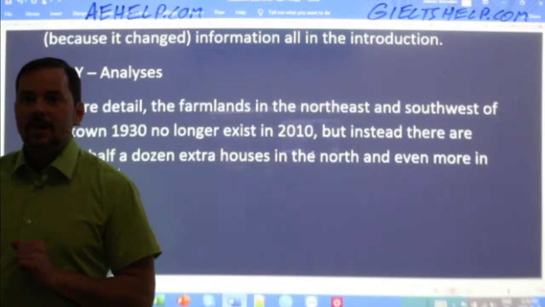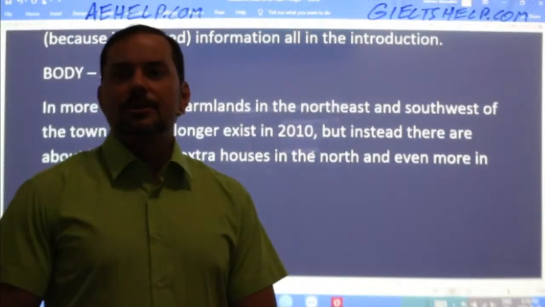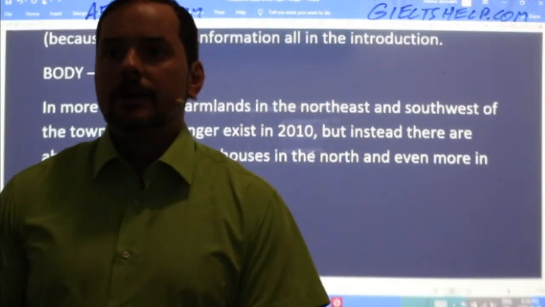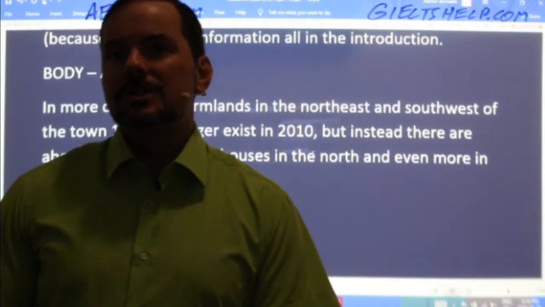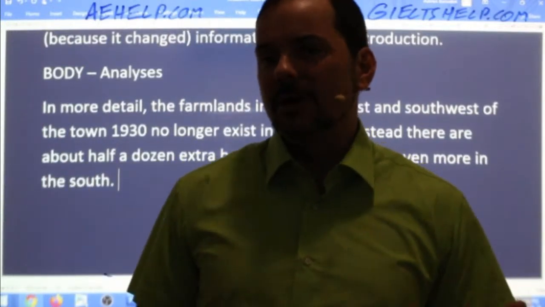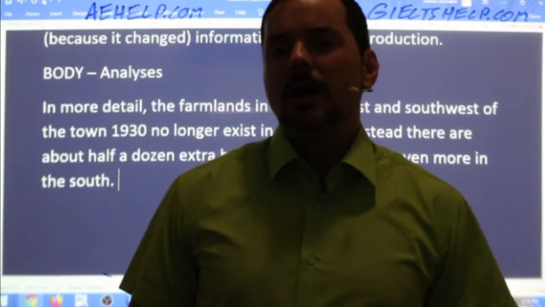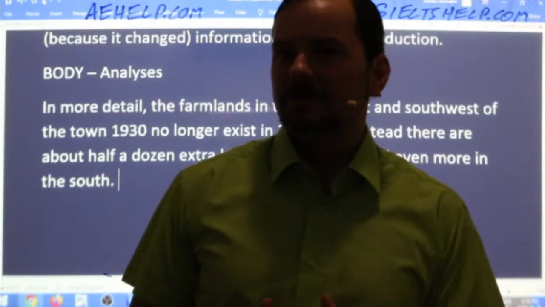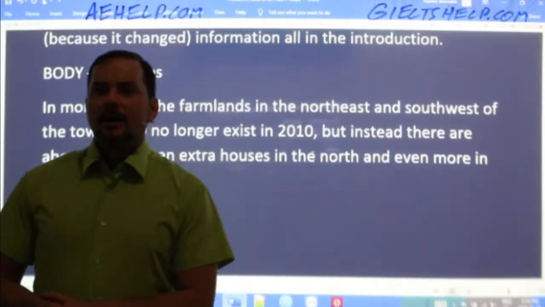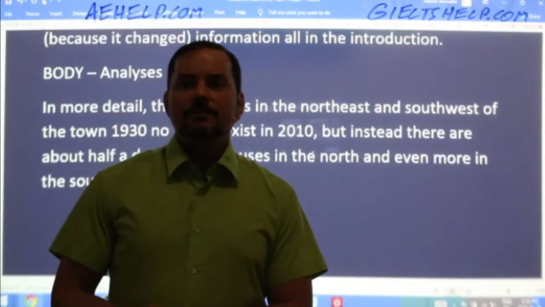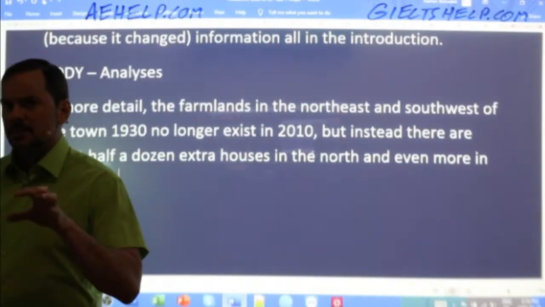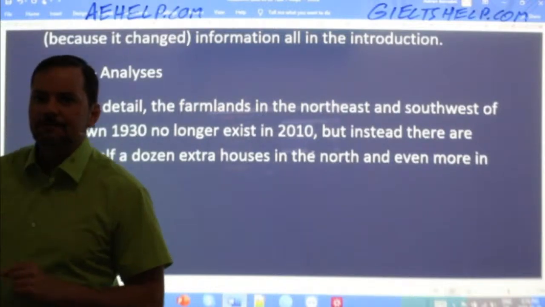All right, Hassan says, to begin with, in 1930, the farmland on both sides of the main road are cut down, allowing more homes to be built for residents for 2010. Cut down is not good, Hassan, because cut down, we use that for forests. You don't really cut down a farmland, that's awkward. They're replaced or they're developed, okay? A couple of mistakes in there, Hassan, so rethink that a bit, okay?